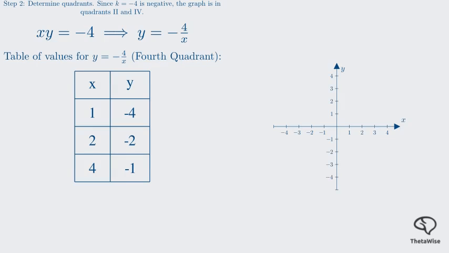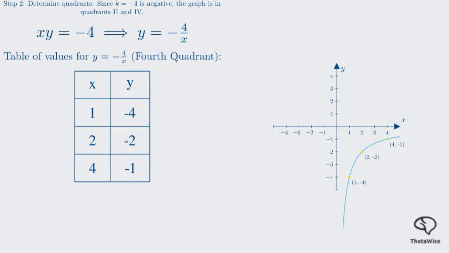Now, let's plot these points on our coordinate axes. The x and y axes are our asymptotes. Plot the points (1, -4), (2, -2), and (4, -1). Sketch a smooth curve through these points that approaches the x and y axes without touching them. This is the first branch of our hyperbola.